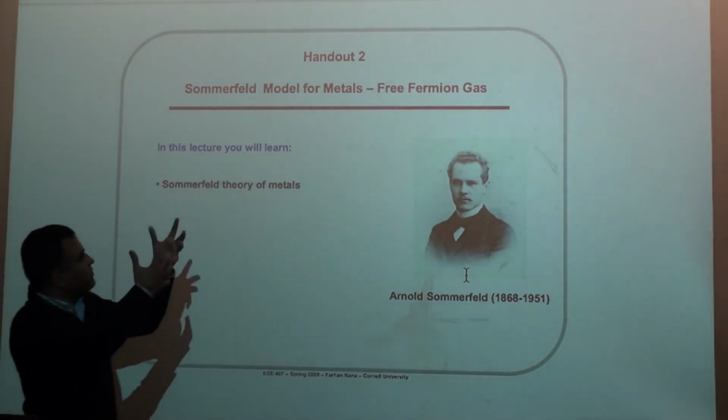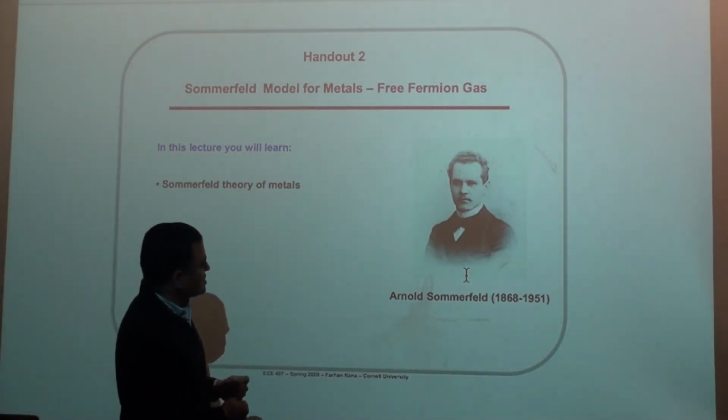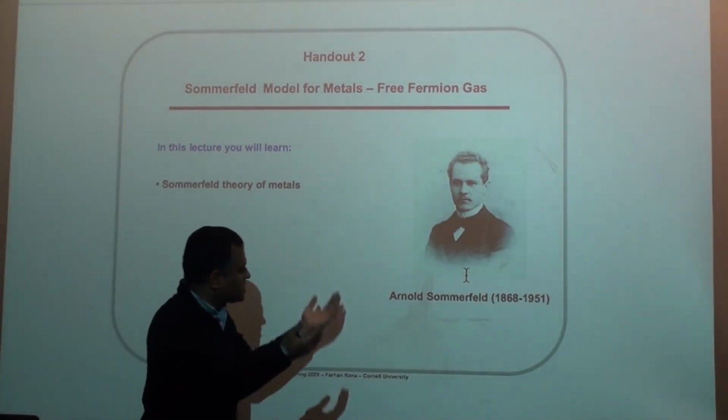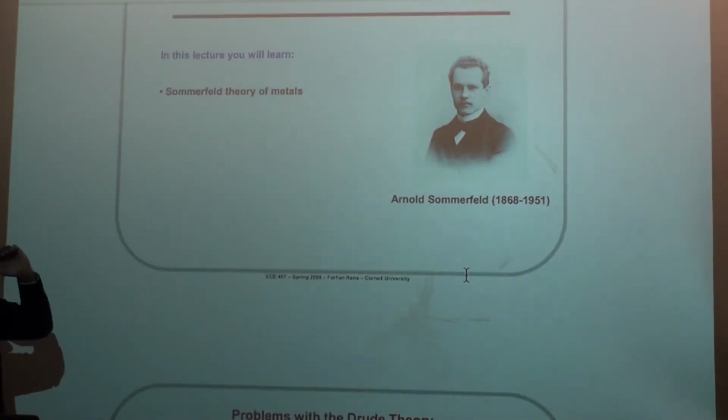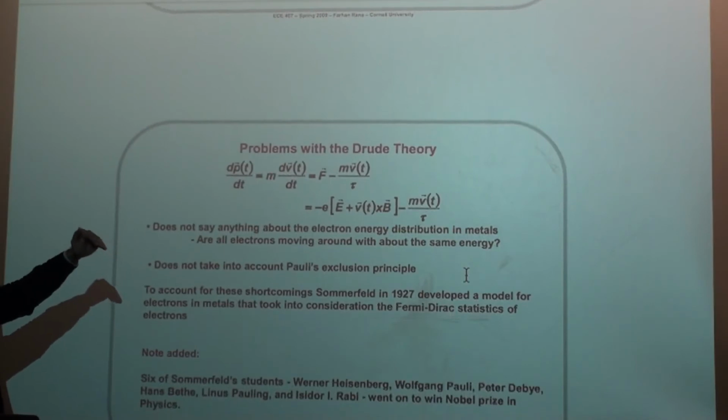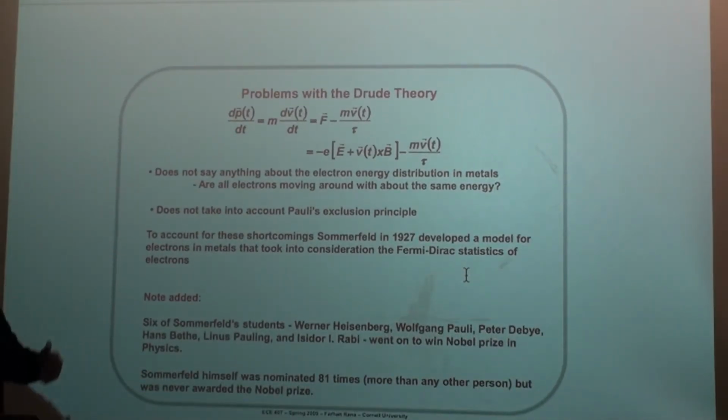And that's why we say, okay, now we apply quantum mechanics to it. And so Arnold Sommerfeld's model, what he did for the first time was say that electrons are fermions, and therefore they are subject to the Fermi-Dirac distribution.